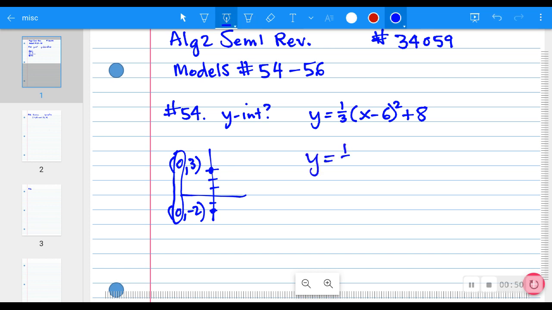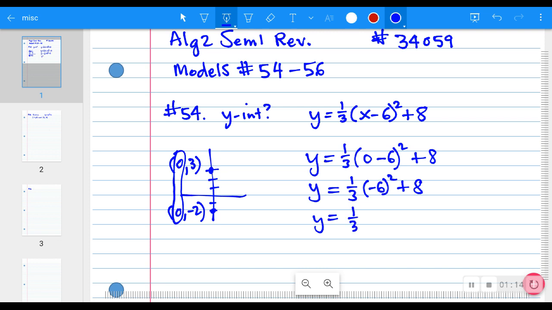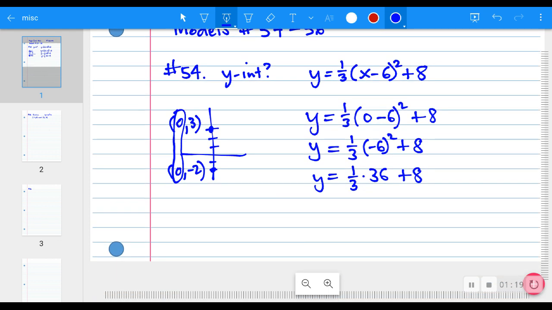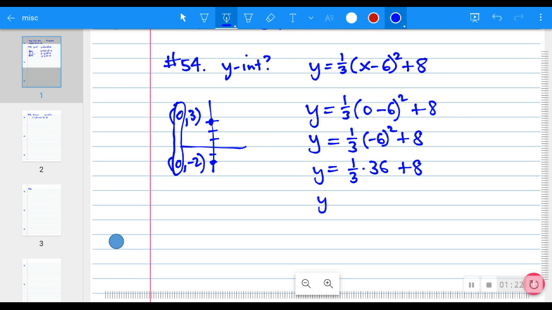So y equals 1/3 times 0 minus 6 squared plus 8. So all we have to do is solve this here, or simplify it. And you do the parentheses first. So the next priority would be the squaring, and -6 times -6 is 36. And 1/3 times 36 would take priority over the addition, so that would be 12 plus 8. We have a y-intercept of 20. So basically, plug in 0 and see what you get.